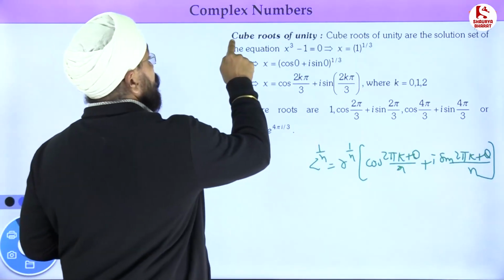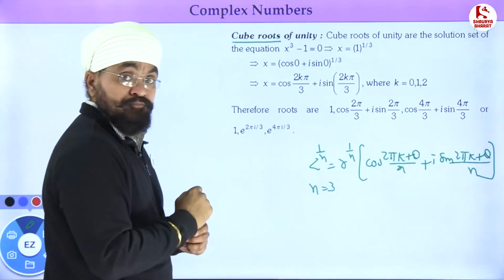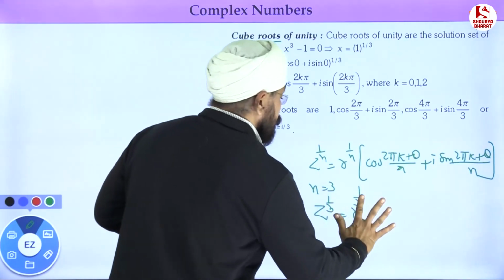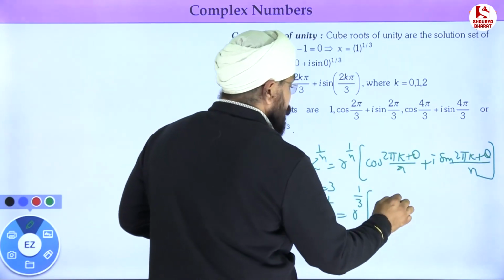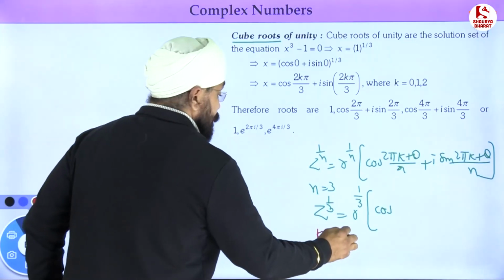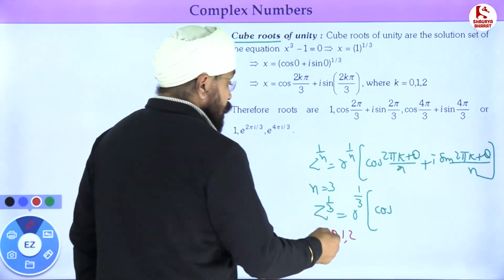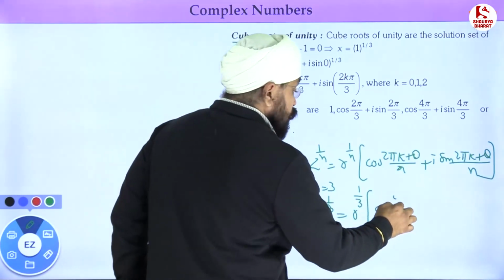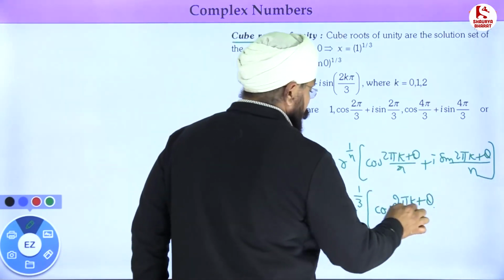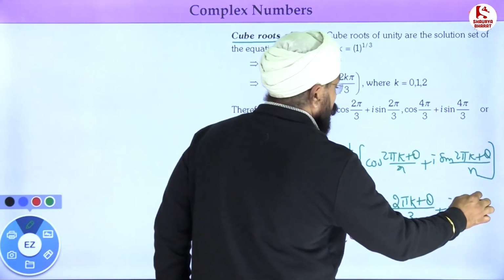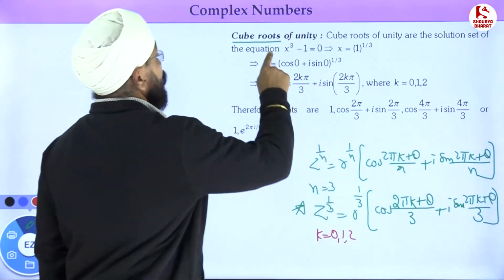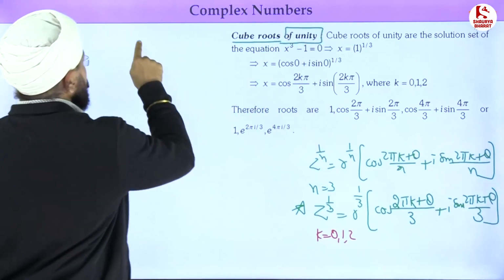Now, here we are finding the cube root, which means n is equal to 3. So the formula says z to the power 1 upon 3 is r to the power 1 upon 3 times cos. When we take n equal to 3, the value of k will be 0, 1 and 2. So that will become cos of (2 pi k plus theta) divided by 3 plus iota sine of (2 pi k plus theta) divided by 3. This will be the formula for finding the cube root, and we are here doing the cube root of unity. Unity means I am going to find it for 1.